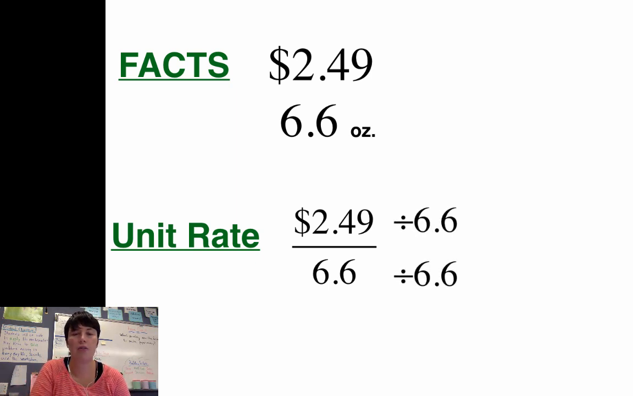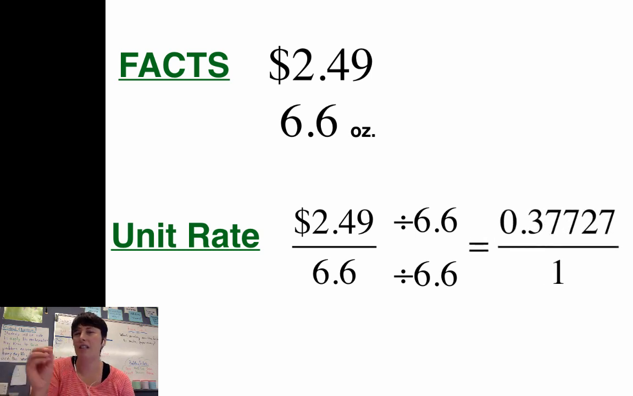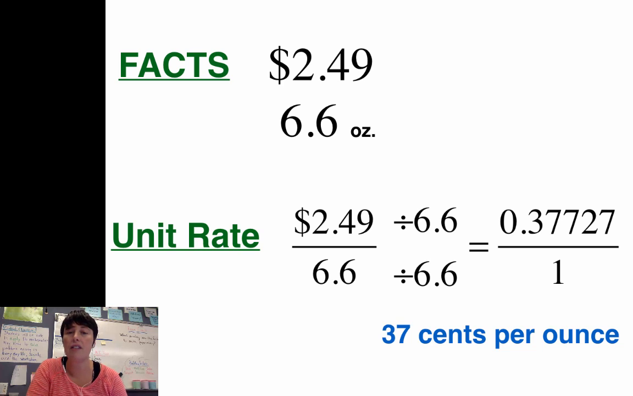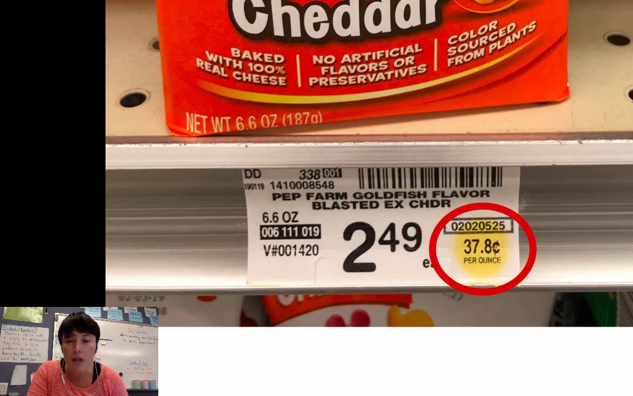Totally a calculator situation. I'm going to grab a calculator and type in 2.49 divided by 6.6. And I got this kind of never-ending decimal. It was like 0.3772727, something like that. But basically, it's about 37 cents per ounce when you look at the math there. Now, let's go back and look at the picture. Hopefully, that's what you got also. But if you look back at the picture, oh, I went too fast there. It is 37.8 cents per ounce.